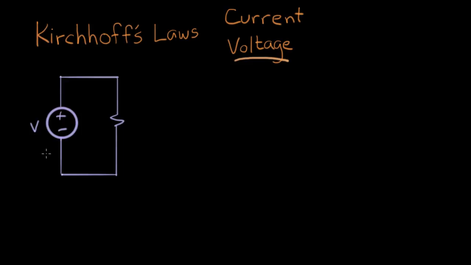If we look at this circuit here, this is a voltage source. Let's just say this is 10 volts. And we'll put a resistor connected to it. And let's say the resistor is 200 ohms, just for something to talk about.